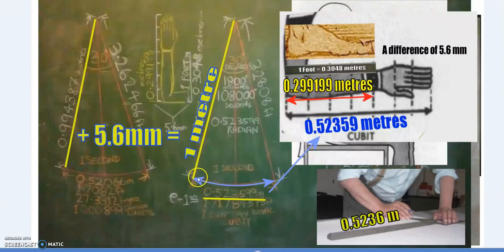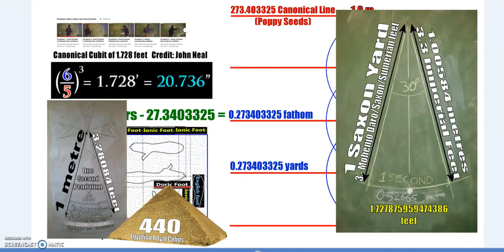So 1 meter equals 1 cubit. 1 Egyptian royal cubit, 1 Egyptian royal foot, is a difference of 5.6 millimeters from the meter, which leads to that Mersenne pendulum. So this would be 1 meter, if you remember the image. So 1 meter equals 1 second equals 1 Egyptian royal cubit. 1 Egyptian royal cubit times 440 is the base of the pyramid.